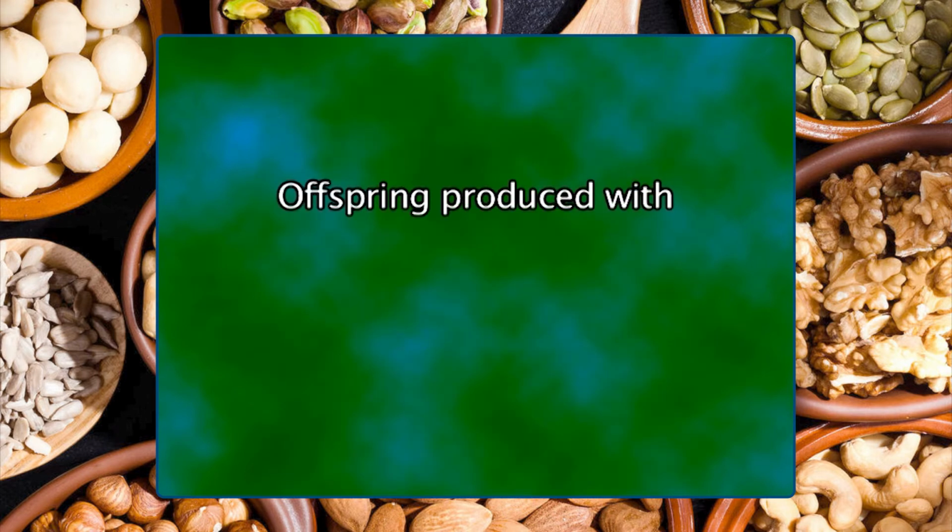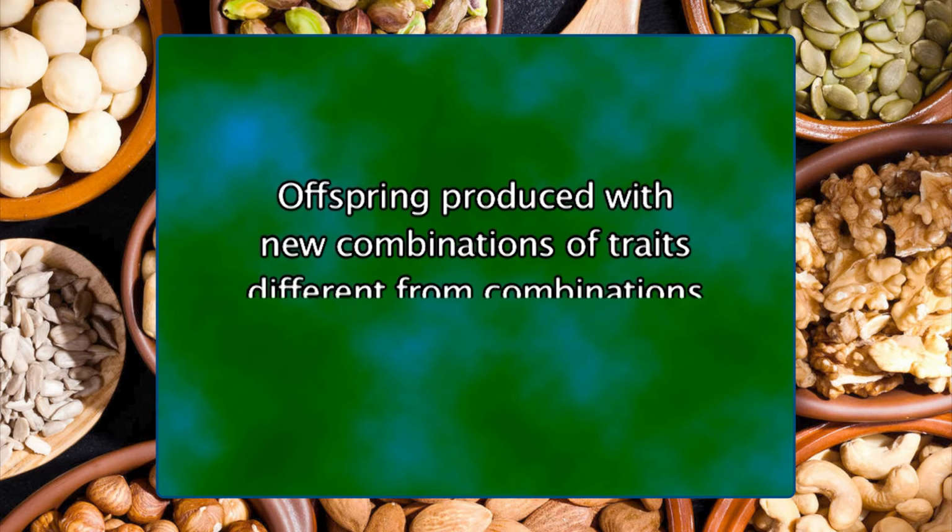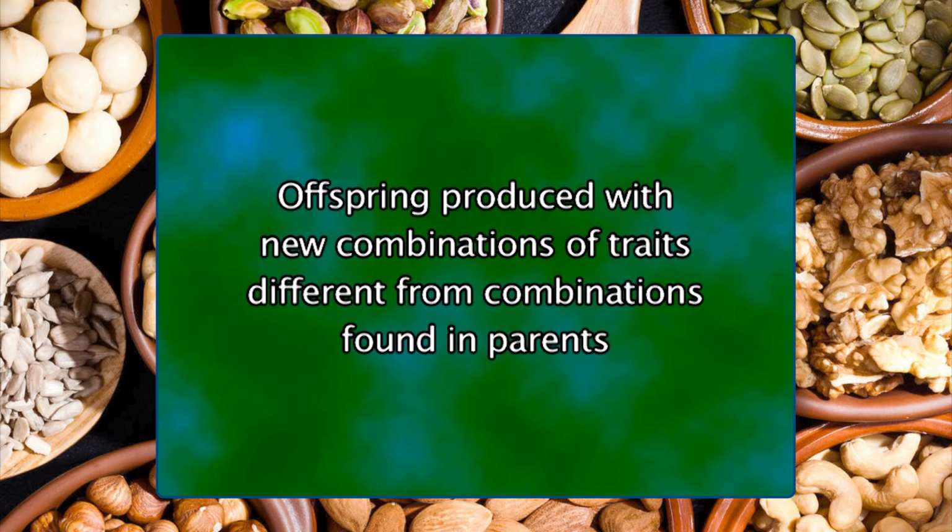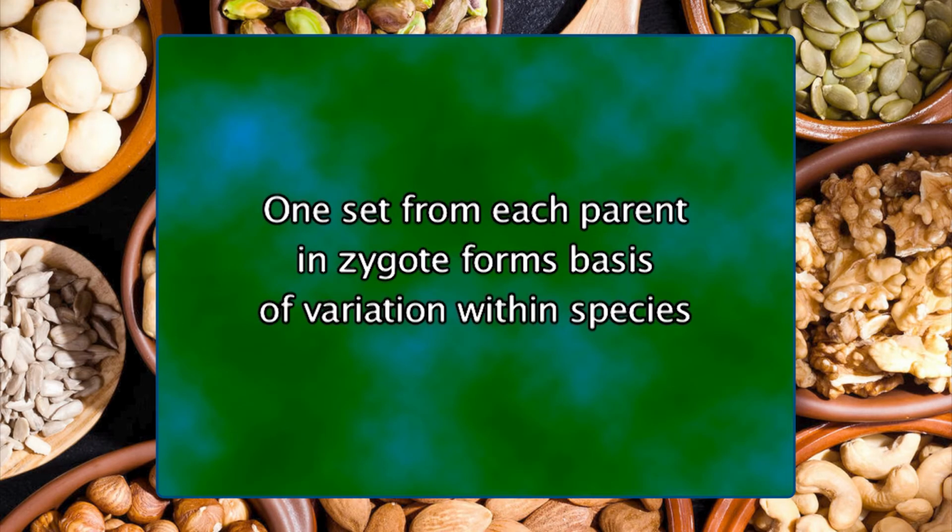This produces offsprings with new combination of traits different from those combinations found in the parents, resulting from the events of meiosis and random fertilization. Secondly, the combination of 2 sets of chromosomes, one set from each parent in the zygote, also forms the basis of variation within species.